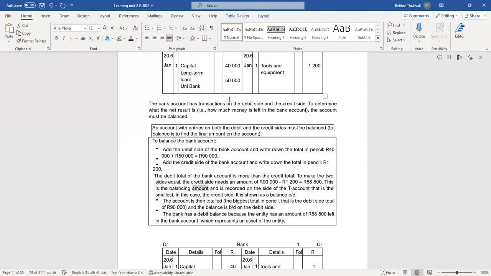This is the balancing amount and is recorded on the side of the T account that is the smallest, in this case, the credit side. It is shown as a balance c/d. The account is then totaled, the biggest total in pencil, that is the debit side total of R90,000, and the balance is b/d on the debit side. The bank has a debit balance because the entity has an amount of R88,800 left in the bank account, which represents an asset of the entity.